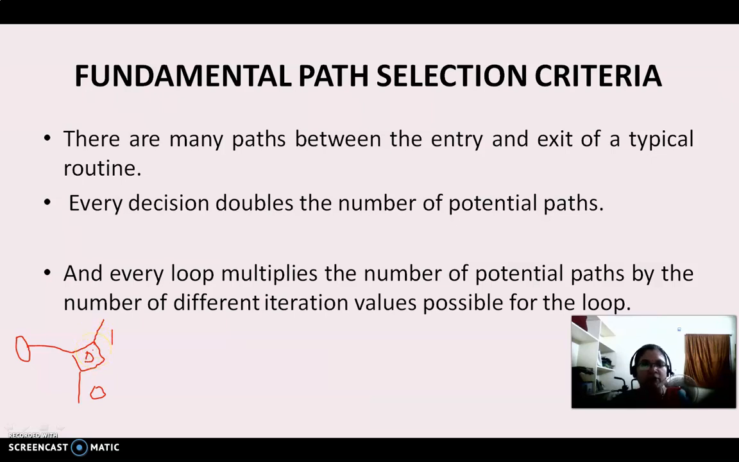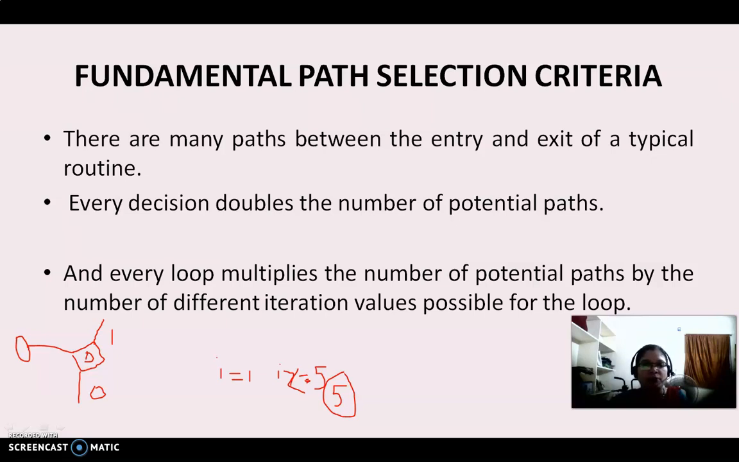In the same manner, a loop multiplies the paths. For example, we have i equal to 1 and the condition i less than or equal to 5, or some other value we have given. It multiplies the paths. With i less than or equal to 5, it enters for 1, again for 2, again for 3, again for 4, and so on, so in total we get 5 paths. So the loop multiplies the number of paths, whereas a decision doubles the paths. These things we have to remember: for a decision, how many paths we will get, and for a loop, how many paths we will get.